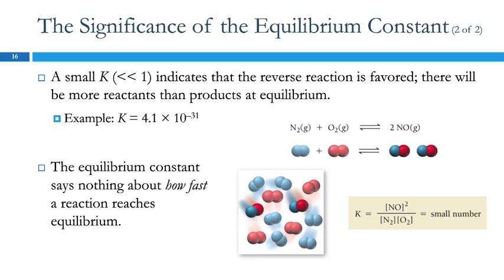Super, super small. It's important to note that the equilibrium constant says nothing about how fast the reaction gets to equilibrium. It could take 5 years. It could take 2 seconds. It doesn't say anything about that. It just says where it's eventually going to end up.